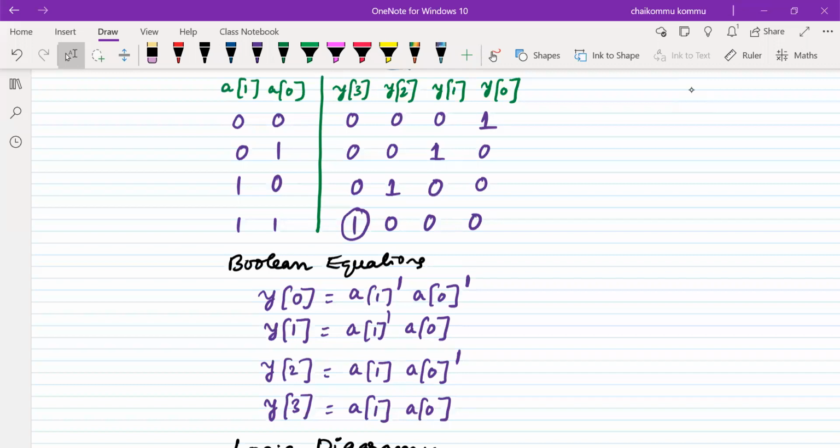No, this is right only. The decoder output is right. You can check it.